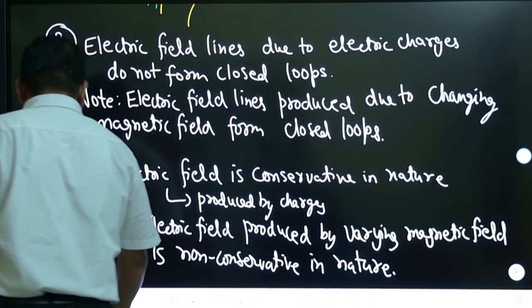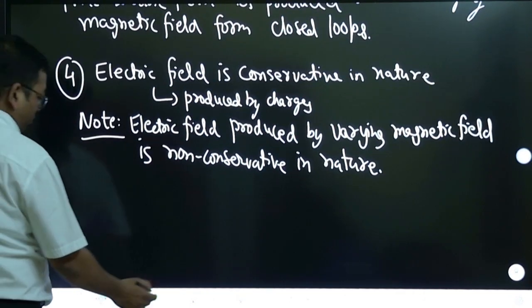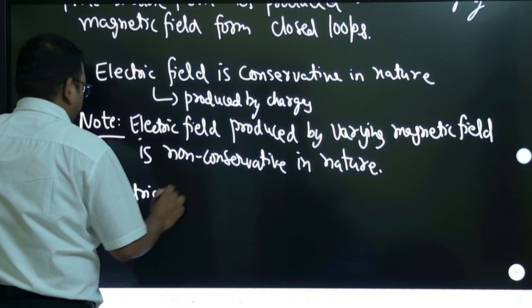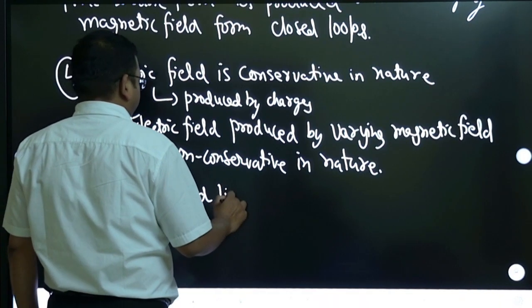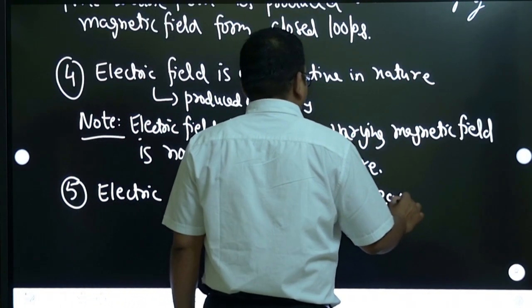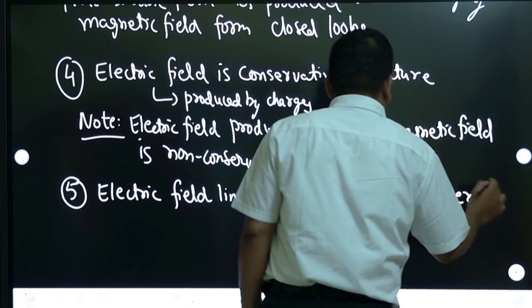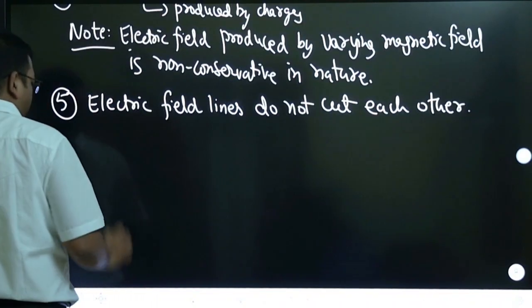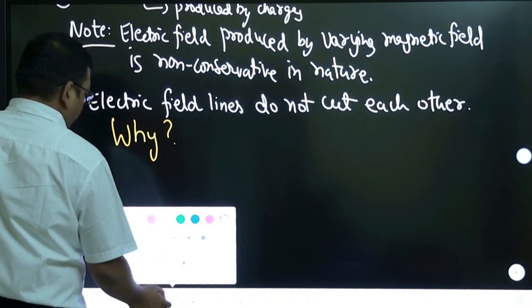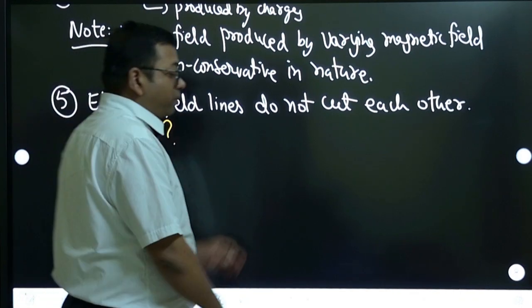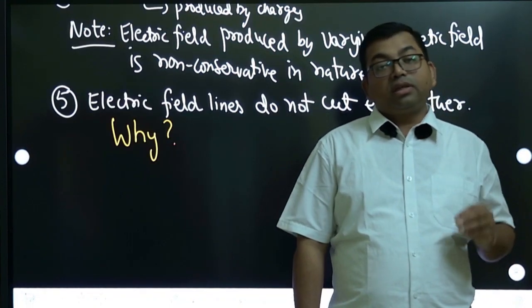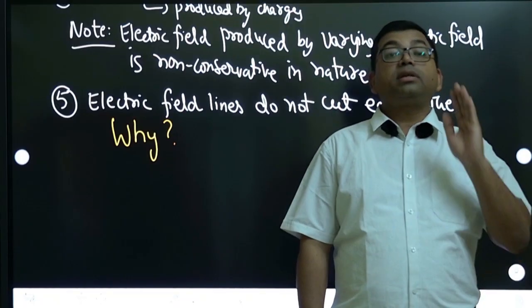Okay, so I think these are the important properties, but one more property I'm missing. Okay, that also let's write. Electric field lines do not cut each other. Okay, why? Because where electric field lines will cut, there the direction of force on a test charge will not be a unique direction.